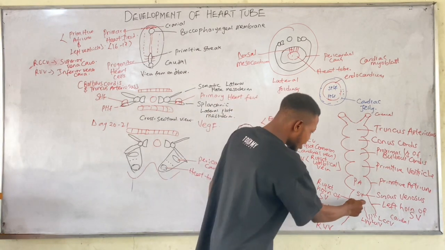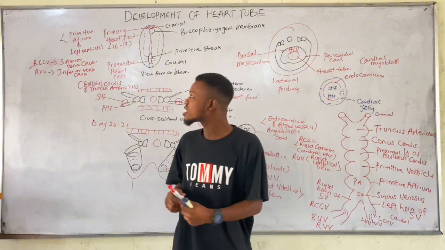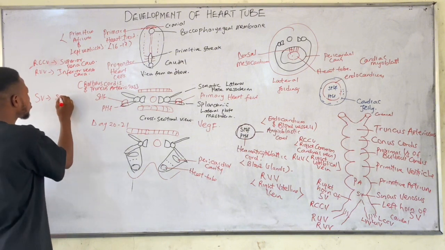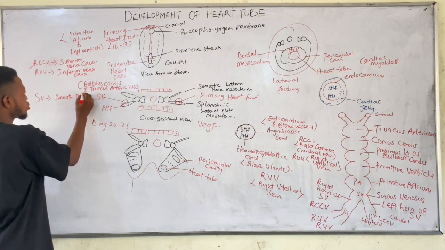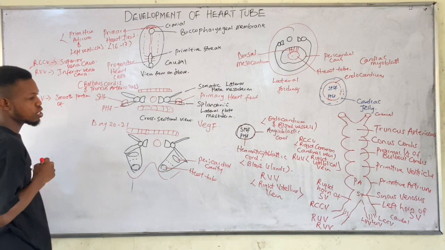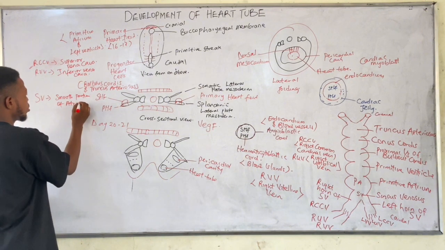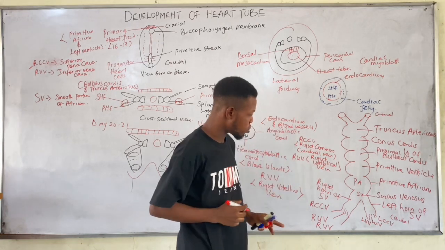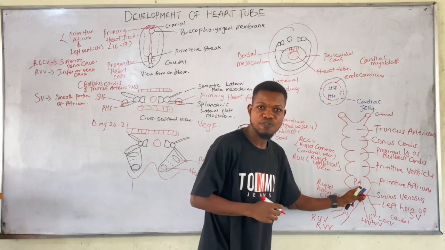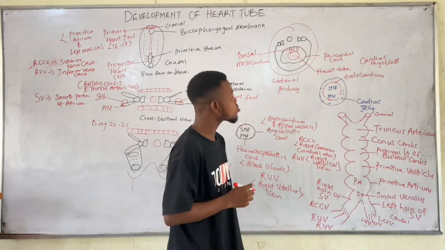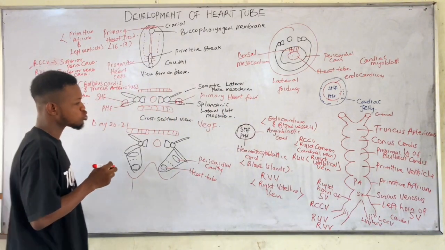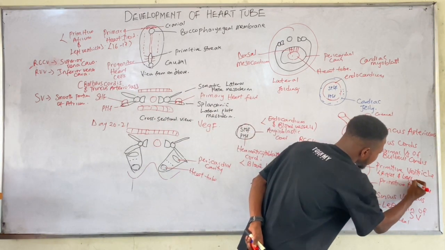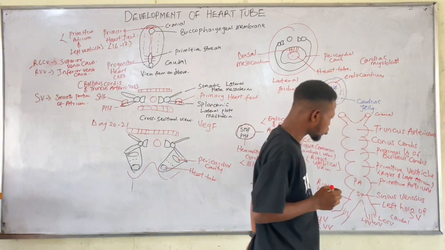Then the sinus venosus is going to give rise to the what? Smooth outflow portion of the atrium. So that's what the sinus venosus is going to give rise to. Then the primitive atrium is going to give rise to what? Right and left atrium. Let me write it here, it's going to give rise to the right and left atrium. Yes, that's what the primitive atrium will form.